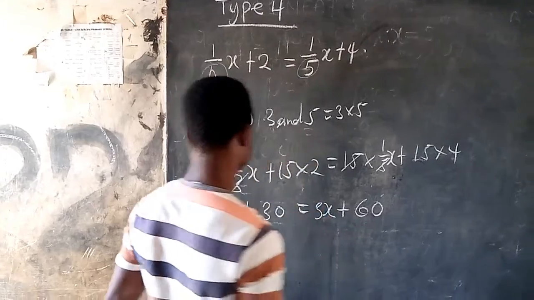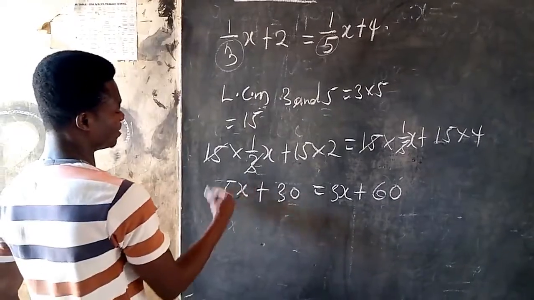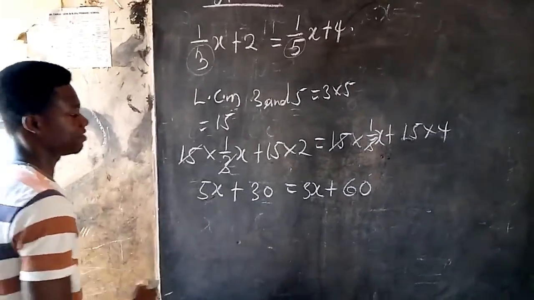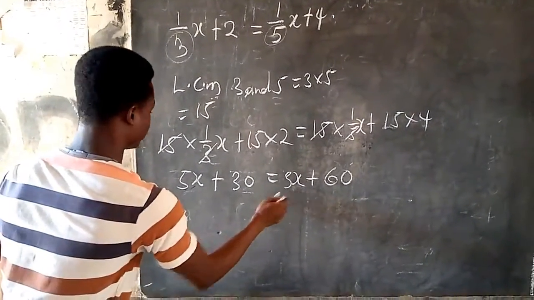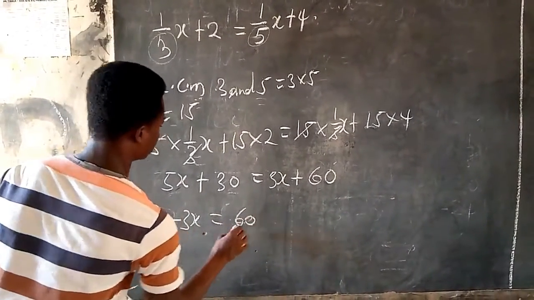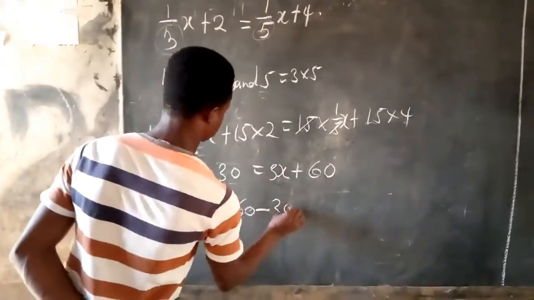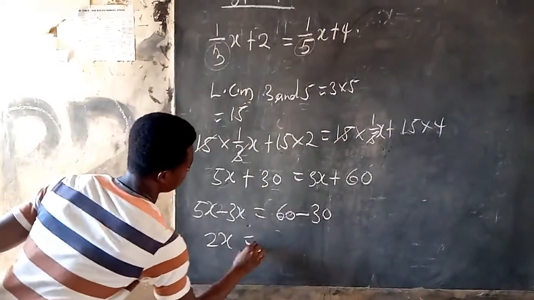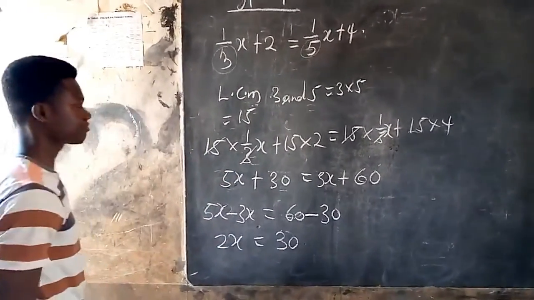So we are grouping like terms, and when grouping like terms, let's always let the numbers with the variable be on the left hand side of the equal sign. So we write 5x here, and then 3x comes to this place, equal to 60, and 30 will move to where the 60 is and becomes minus 30. 5x minus 3x gives me 2x, which is equal to 60 minus 30, which is 30.